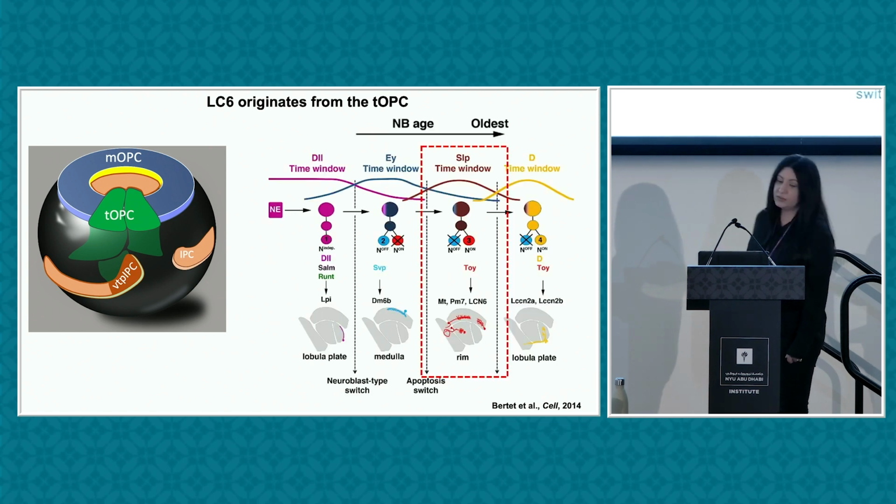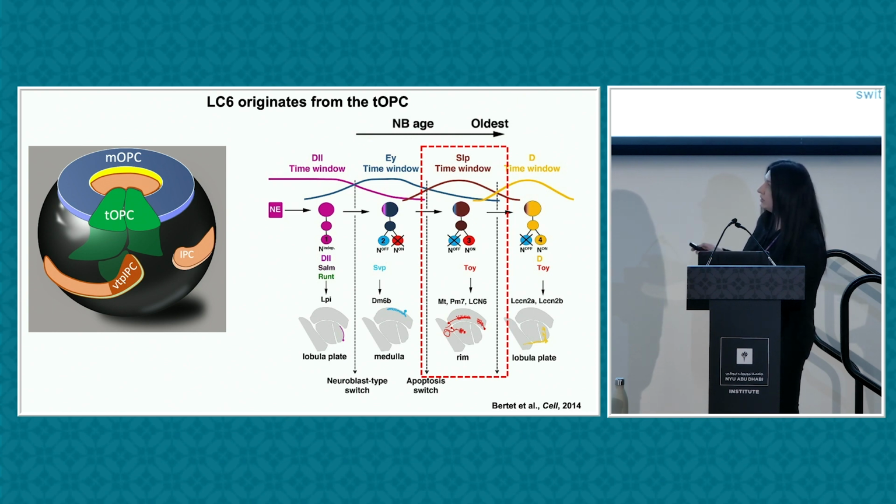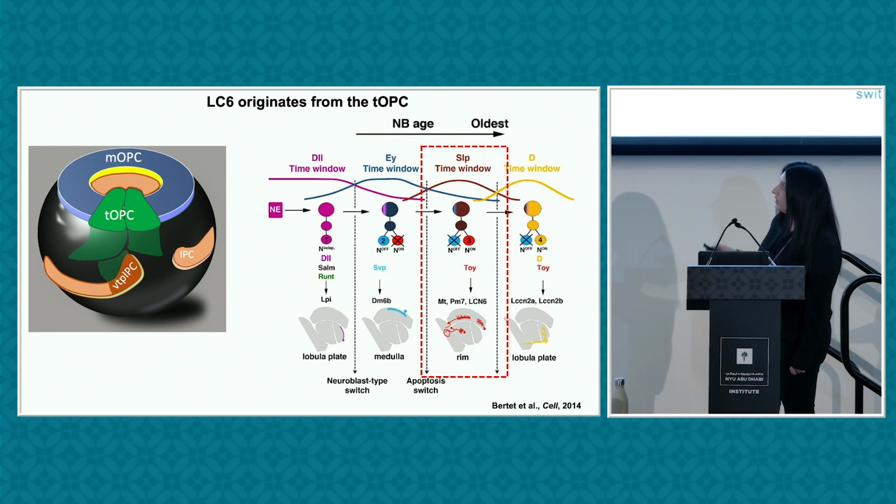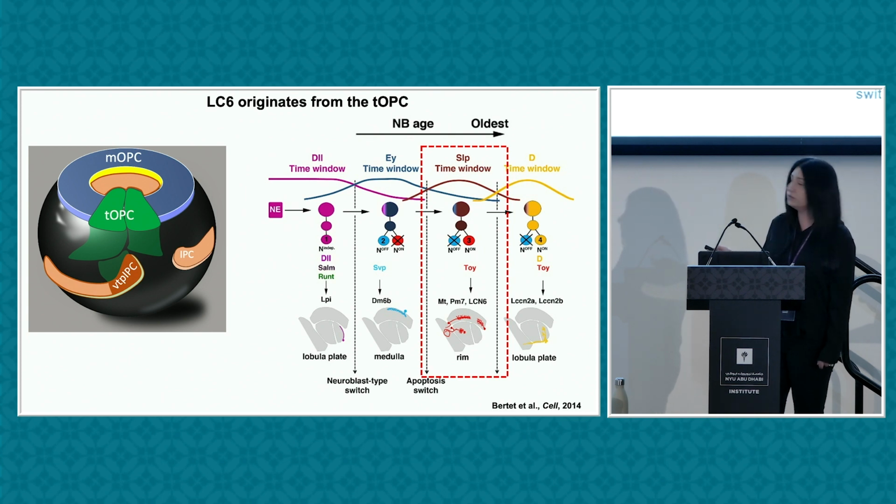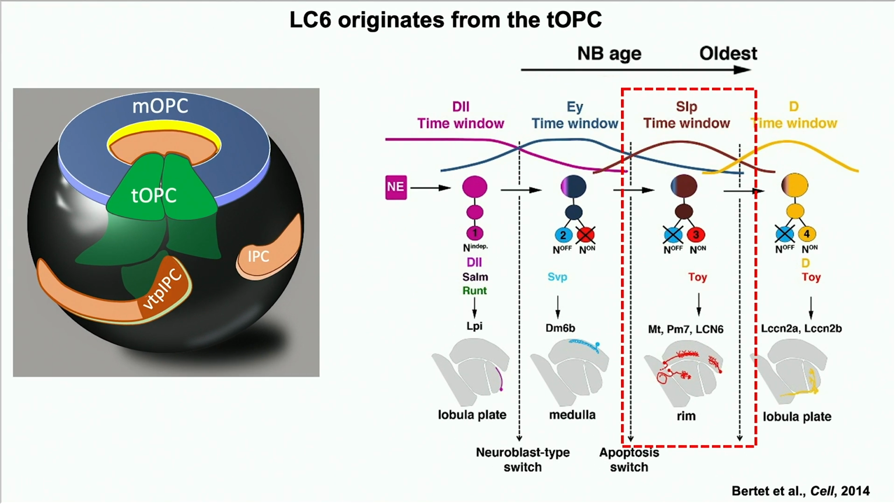Within the tips of the OPC, neuroprogenitors also undergo a series of temporal transcription factors. Again, at each time point, different neuronal populations are born. She found that these LC6 neurons are born from the sloppy paired time window, where the neuroprogenitors express the transcription factor sloppy paired. And these neurons express a transcription factor called TOI.